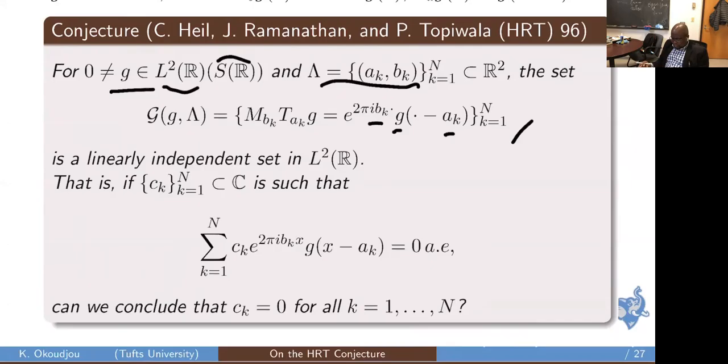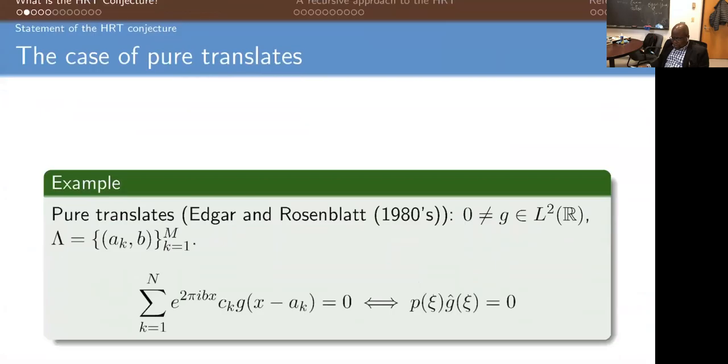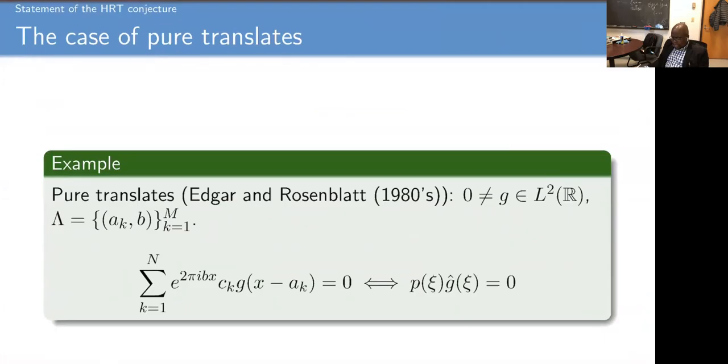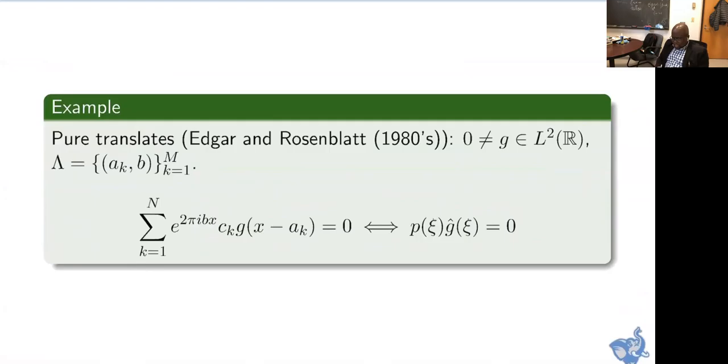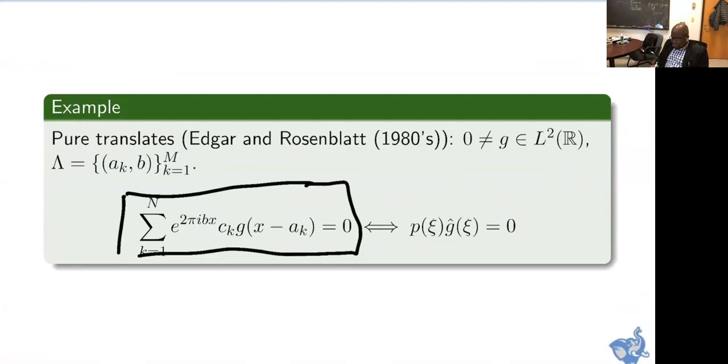So I want to get rid of one simple case right away. And the case is when all the points are exactly on the same line. That's exactly the case that you can deal with using Fourier analysis. In that case, a linear dependence relation can be transferred into the Fourier domain. And from there, you can essentially get the result that they have to be linearly independent. So if all the points are sitting on a single line, then it's known that this has to be linearly independent. And this result actually predates the HRT conjecture. It was obtained by Edgar and Rosenblatt in 1980.